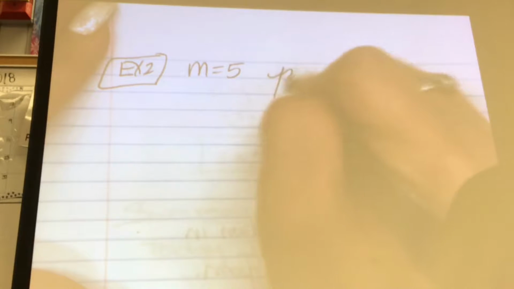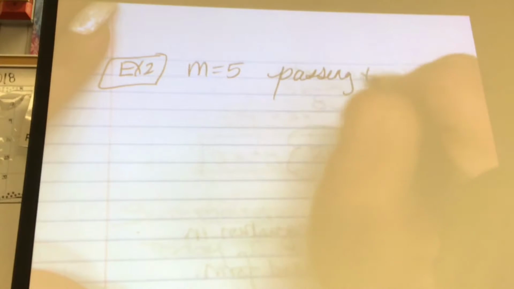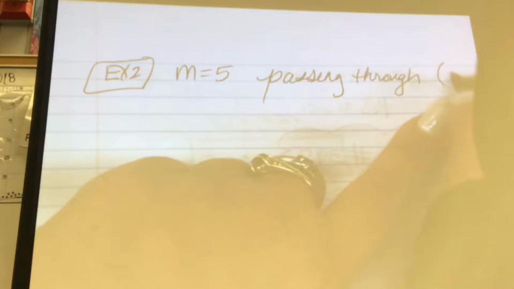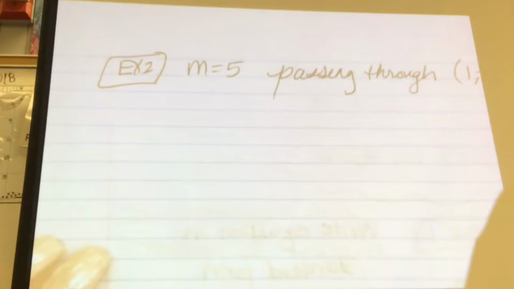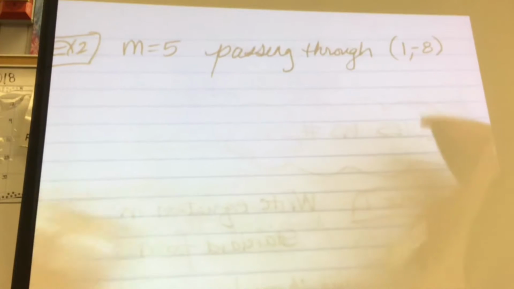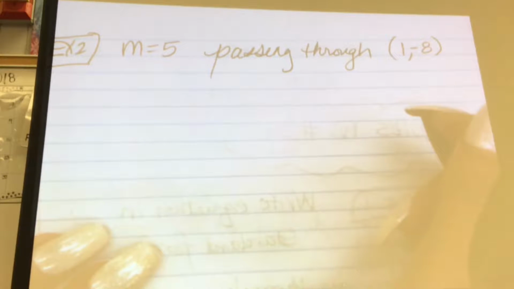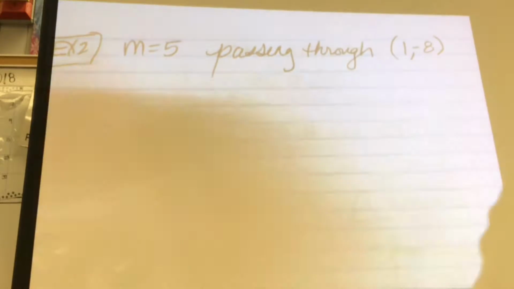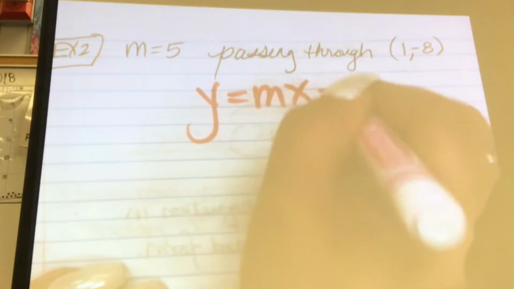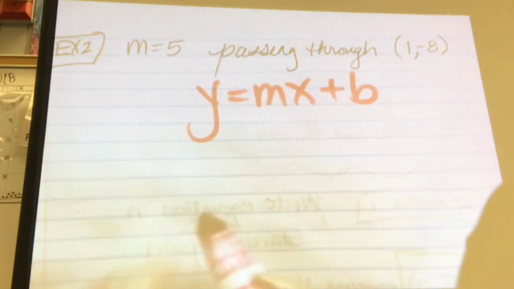Example 2. What if the m is 5, passing through (1, negative 8)? Are you with me? Okay. Let's go. Start me off. What's my equation? Y equals mx plus b. I got my m right here.